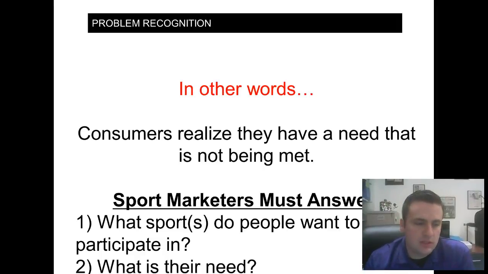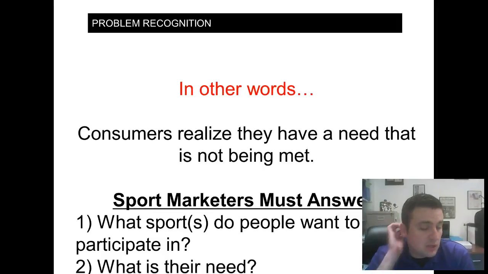This is important to us as sports marketers for a couple of reasons. First, we have to understand what sports people actually want. Let's say you're working for a community parks and recreation department. The offerings that you have for both youth and adults are important to understand because it gives you a perception of what the community wants and what you're able to offer to meet those needs.